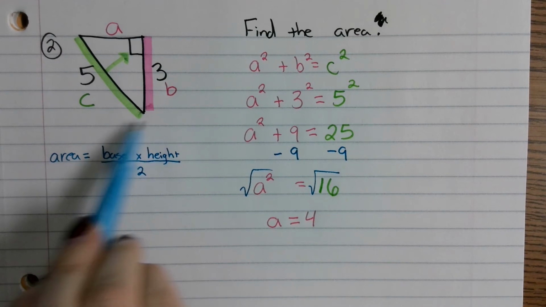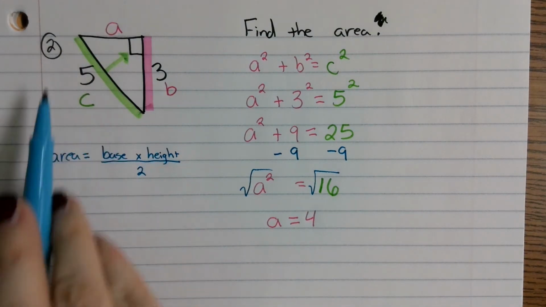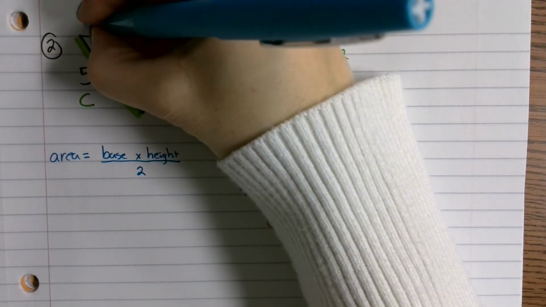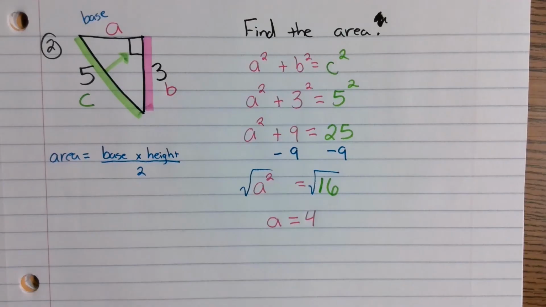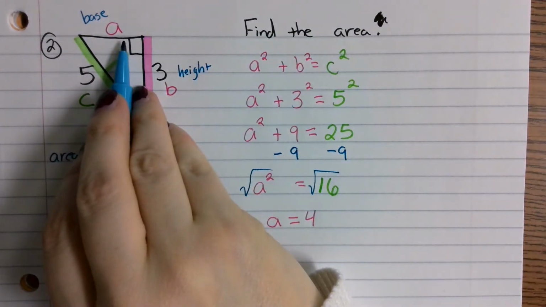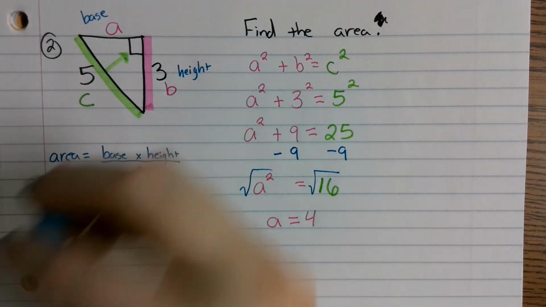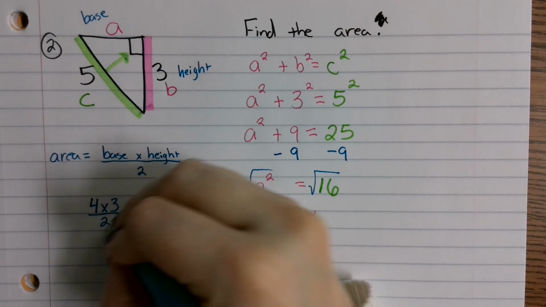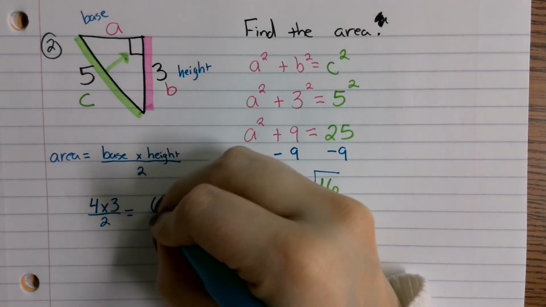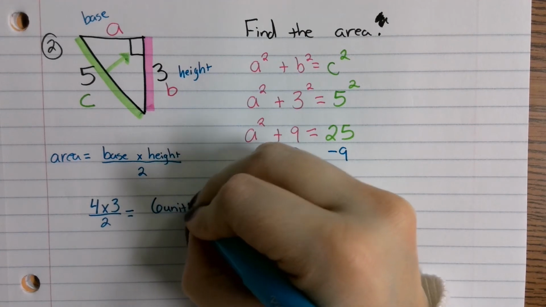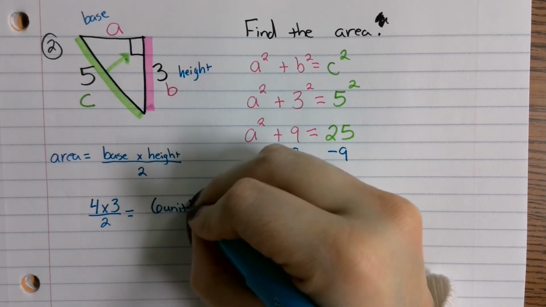So which one of these letters represents the base? Austin? A. Okay, so here's our base. That means what's the height? The 3, B, right? That's our height. Well, we know what A is now. What is A? 4. So we multiply 4 times 3 and then divide by 2, and that gives us 6. Now this is area, so our unit is squared. 6 units squared.